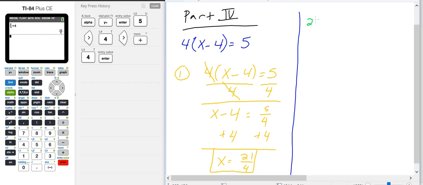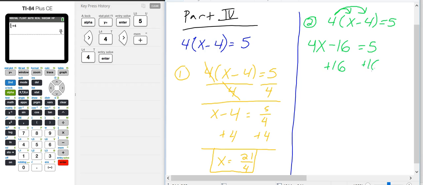The other way we can solve it, let's rewrite the question, 4 times x minus 4 is equal to 5, is by distributing the 4. Since 4 is being multiplied by everything in the parentheses, we can distribute the 4 over the x and over the negative 4. Then we get 4x minus 4 times 4 is 16 is equal to 5. And then we're going to solve this like a regular equation. We want to get the constants on one side and the x's and everything that's being multiplied by the x's on the other side. So to do that, we're going to add 16 to get it away from the left side, and add 16 to put it on the right side.